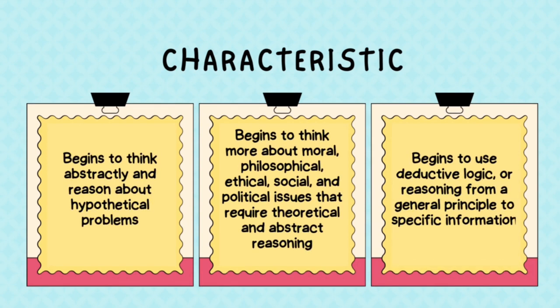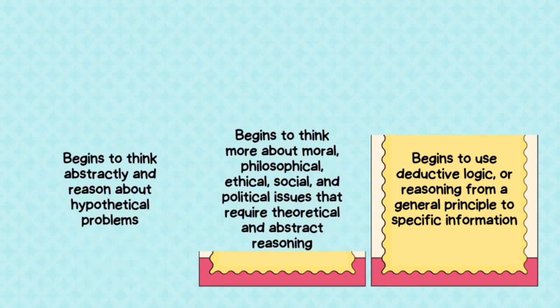And for their characteristics, number 1, begins to think abstractly and reason about hypothetical problems. Number 2, begins to think more about moral, philosophical, ethical, social and political issues that require theoretical and abstract reasoning. Number 3, begins to use deductive logic, or reasoning from a general principle to specific information.